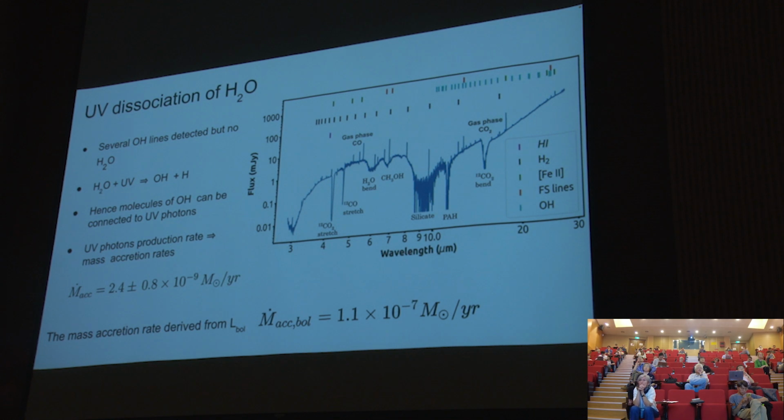And we find that the mass accretion rate for this protostar is about 2.4 times 10 to the minus 9 solar masses per year, quite tiny. If we simply derived the mass accretion rate from the bolometric luminosity, it would have been 2 orders of magnitude larger, indicating that the luminosity of the protostar is being dominated by the photosphere and not the accretion luminosity.